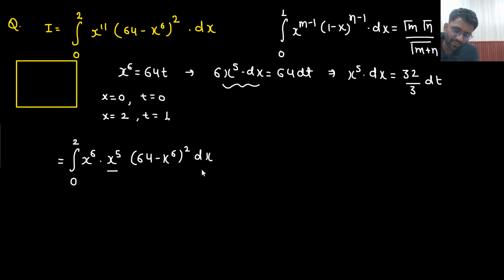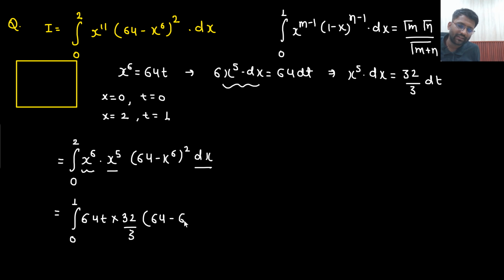Now I know that x to the power 5 dx can be kept as something. So from 0 to 1, what is x to the power 6? This x to the power 6 is nothing but 64t. x to the power 5 dx is nothing but 32 by 3 dt. So we get 64t times 32 by 3 dt. Is that understandable to you?